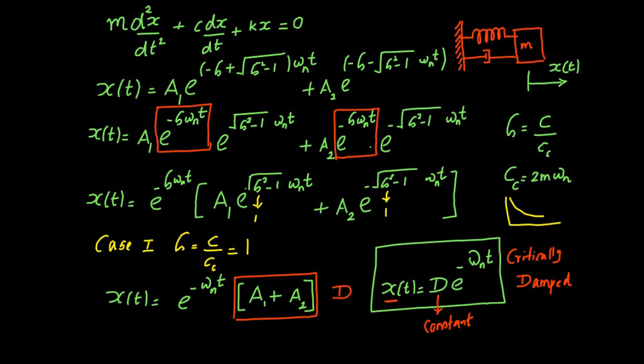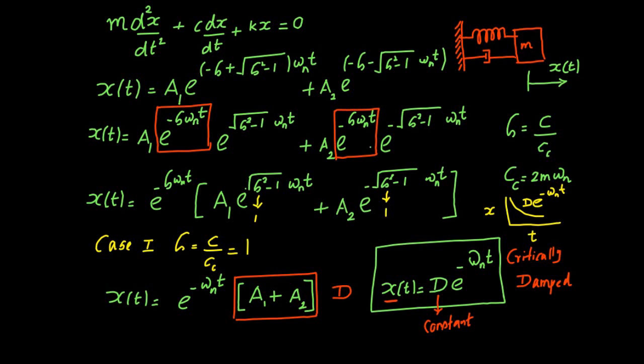So this equation is going to be of the form D into e raised to the power minus omega n into t. If you take the displacement of the mass along the y-axis, and the time is plotted along the x-axis, you are going to get an exponentially decaying system. So this is case 1 when the damping is critical.